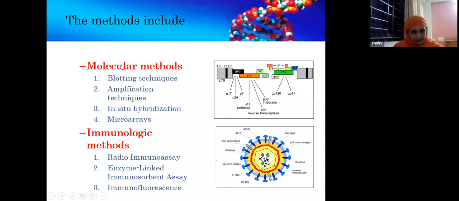Now, methods. I will be talking about all these molecular methods and all these immunologic methods. Just to reiterate, in molecular methods, we are directly going and analyzing the DNA or RNA of the organism or the cells. Whereas in immunologic methods, we are going to assess either the antigen or the antibody or the antigen-antibody complex that is formed in the body.